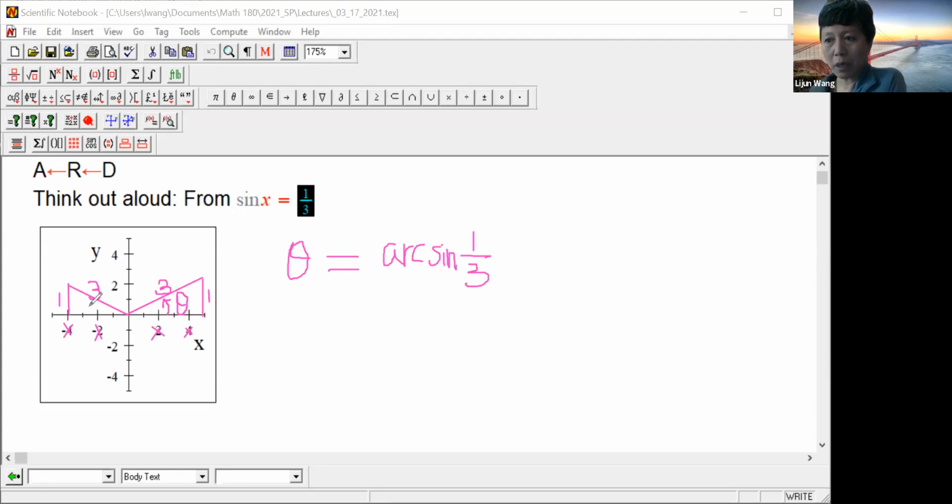How about the other one? The other one cannot be represented by arc sine because it's outside the range. But how do we get the other angle? The other angle is also measured from standard position, either clockwise or counterclockwise. It doesn't matter. I choose counterclockwise because it's consistent. And the other angle would be what? It will be pi minus theta.